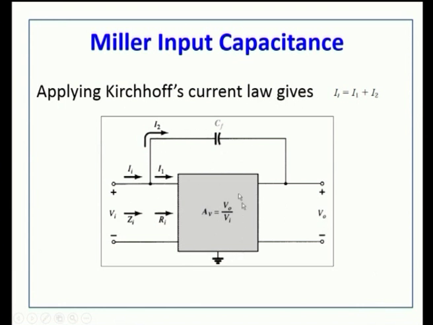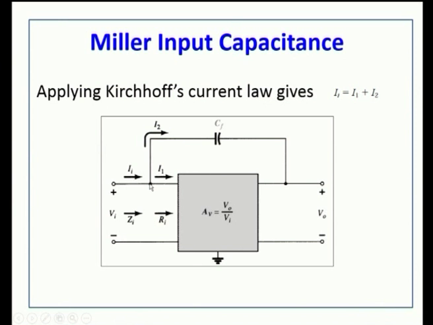So this is the inverting amplifier we can assume, and the input terminal is connected to the output terminal through the feedback capacitance CF. And now we are going to derive an equation for the Miller capacitance for the input side of the amplifier.